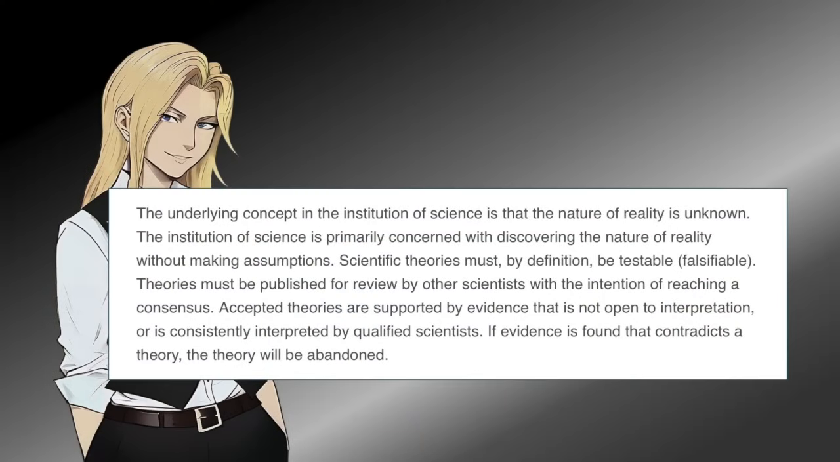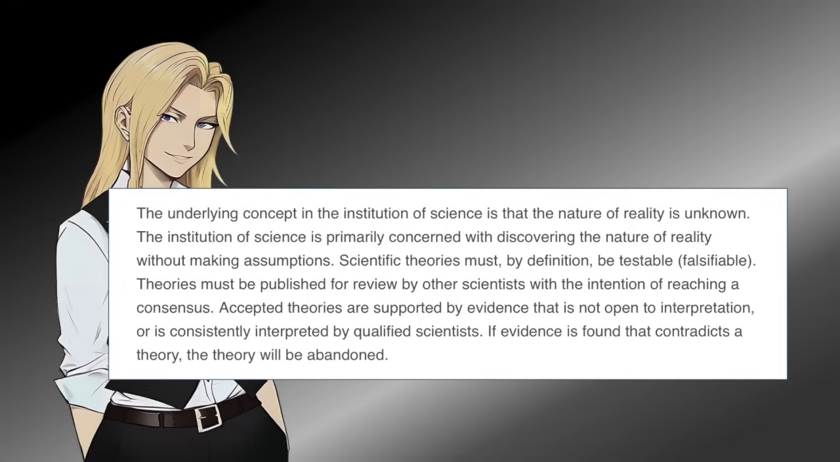Let's keep going. The underlying concept in the institution of science is that the nature of reality is unknown. The institution of science is primarily concerned with discovering the nature of reality without making assumptions. Scientific theories must, by definition, be testable, falsifiable. Theories must be published for review by other scientists with the intention of reaching a consensus. Accepted theories are supported by evidence that is not open to interpretation or is consistently interpreted by qualified scientists. If evidence is found that contradicts a theory, the theory will be abandoned.